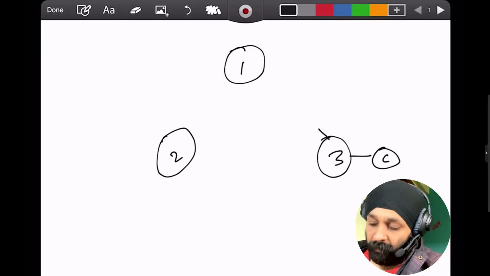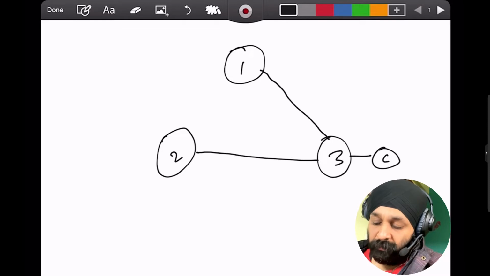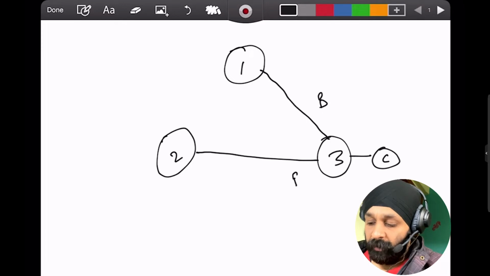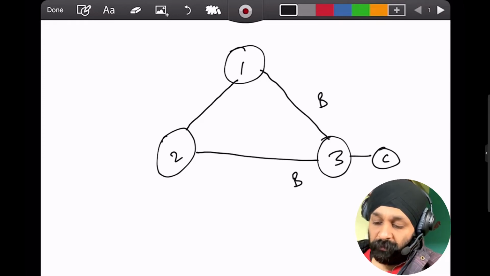Switch 3 broadcasts the frame to all the ports other than the port on which it's receiving, right? So it's going to broadcast here and it's going to broadcast to 2 also. So now what happens when it reaches switch number 2? When it reaches switch number 2, again, the broadcast happens because it doesn't know the MAC address of that client. So it's going to broadcast on all the other ports other than the port on which it received the data. So it's going to broadcast from here.